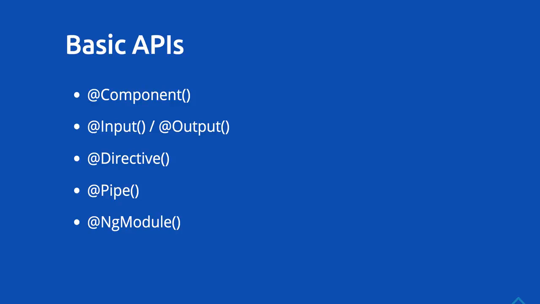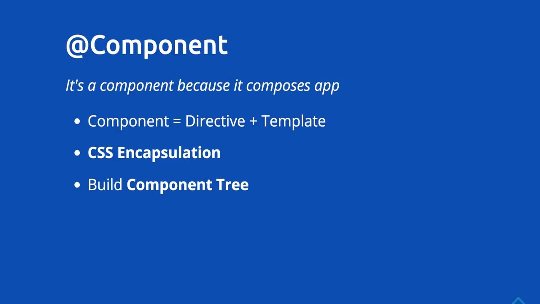Component, Input, Output can be part of a component. Directive when you are creating a directive. Pipe whenever you are creating a pipe in Angular 2 for filtering. NgModule when you are defining a root module. The Injectable annotation you will be using when you are creating a service, right?